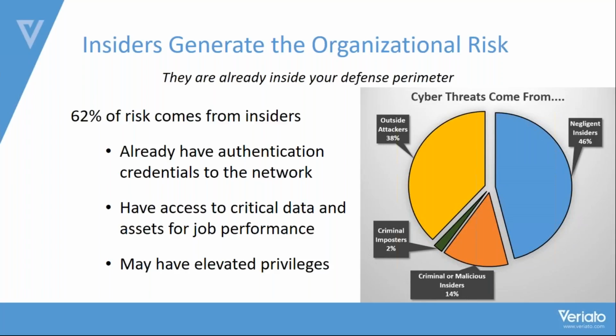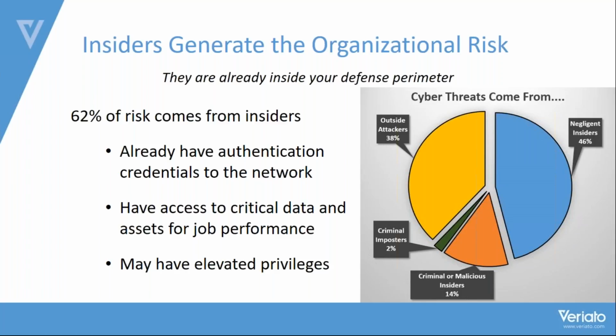Well, I have 62% of risk coming from insiders. But let's break that down. If you look at my diagram on the side, only 38% of those threats come from attackers outside your organization. Okay, 38%. So that leaves 62% inside your organization. That remaining 62% comes from your employees, your contractors, other individuals that we have granted authorization credentials. We've allowed them into our system.